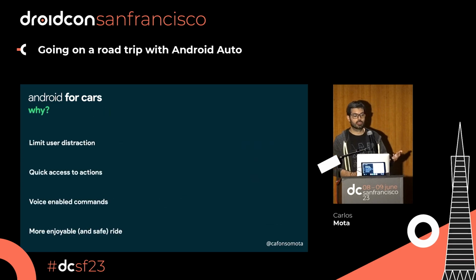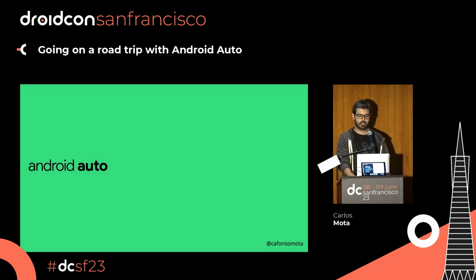Why is this important? Google is building this in order to limit user distraction, so the user can keep his or her eyes on the road, with a set of voice-enabled commands to make these actions quick, and in the end to make a more enjoyable and safe ride. We all want to get to our destination.